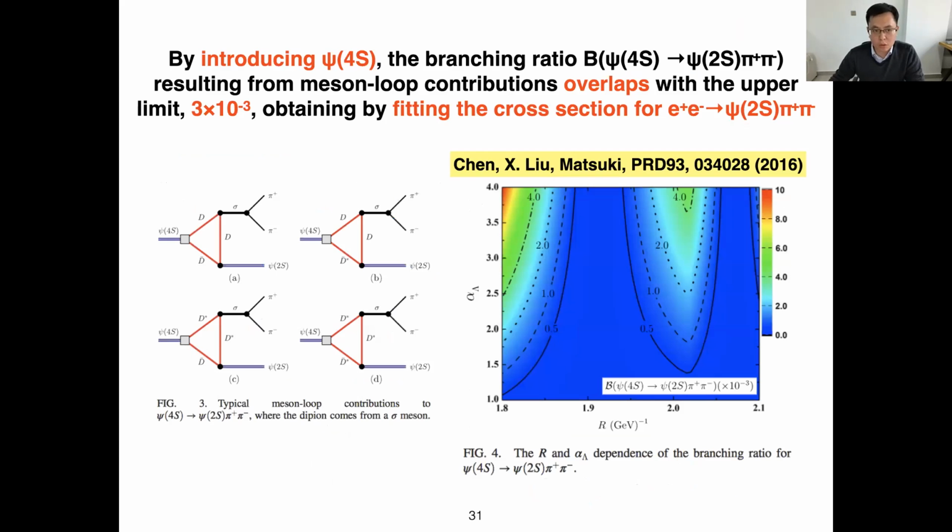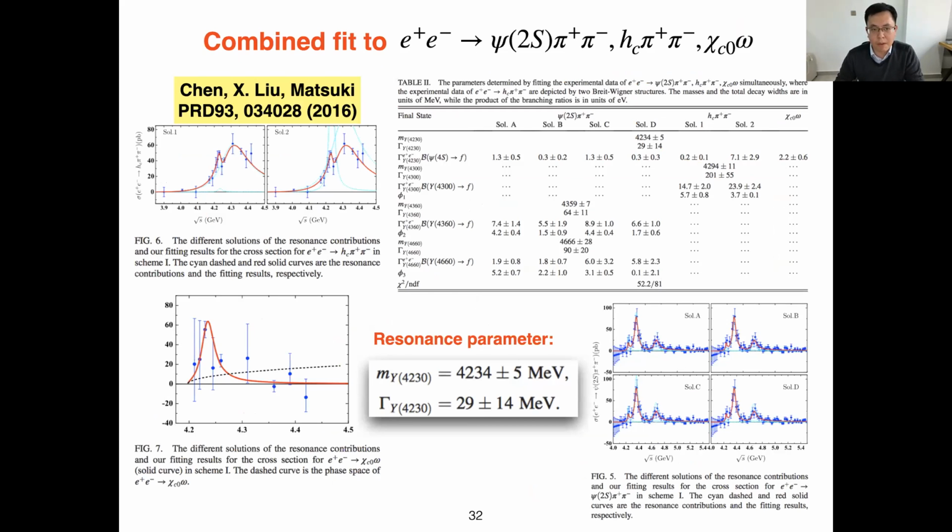We also give a combined fit to three processes: e+e- to psi(2S) pi+pi-, h_c pi+pi-, and the chi_c0 omega mentioned above. We can get another set of fitted resonance parameters for this narrow structure. So here I show these parameters.